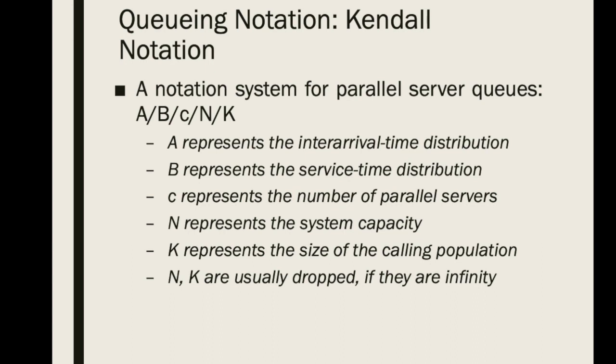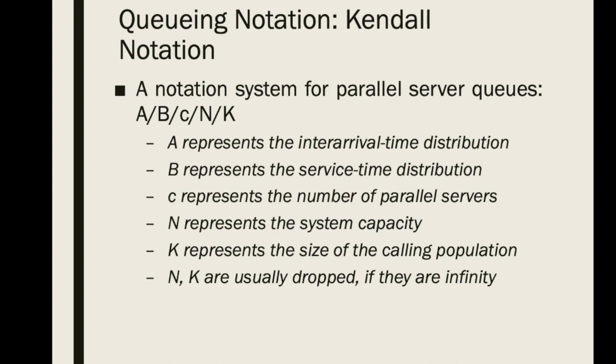N represents the system capacity. What can be the maximum size of the queue in that queuing model? What can be the maximum queue length in that particular scenario? And K represents the size of the calling population. So whether the arrivals are from a fixed finite population or an infinite population.